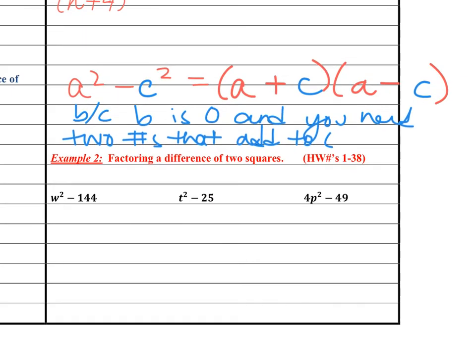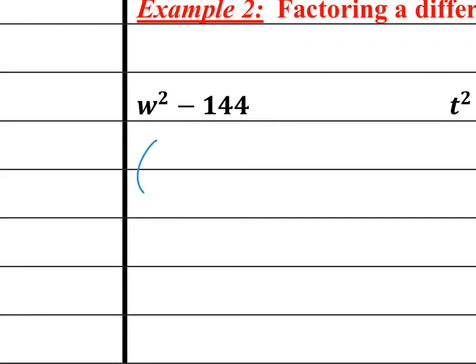Since the b is 0, you need two numbers that add to c. So looking at w squared minus 144, the number in front of w squared is 1, and then 144, is that a perfect square? Yeah, 12 is the square root. And so this is going to become w plus 12, w minus 12.